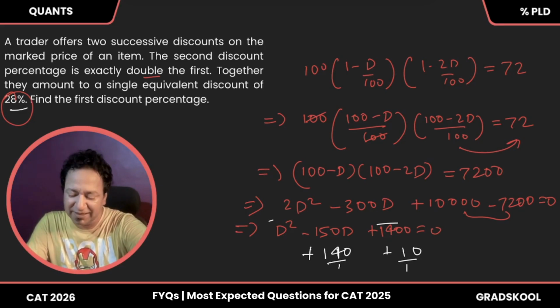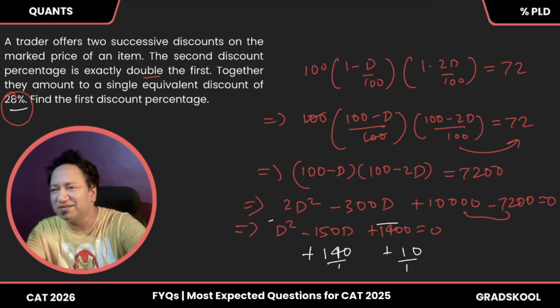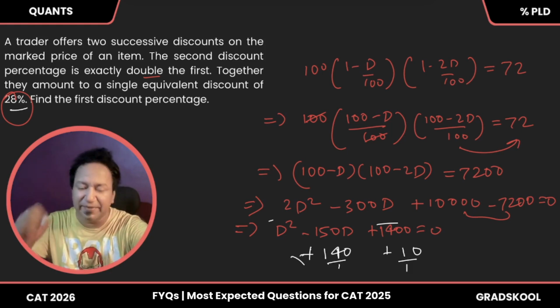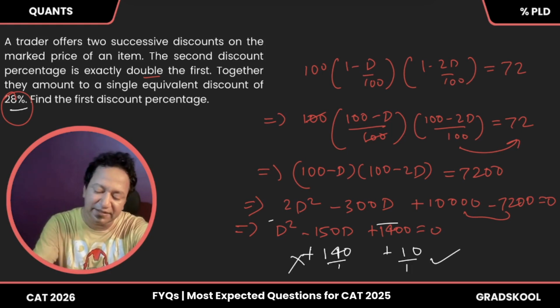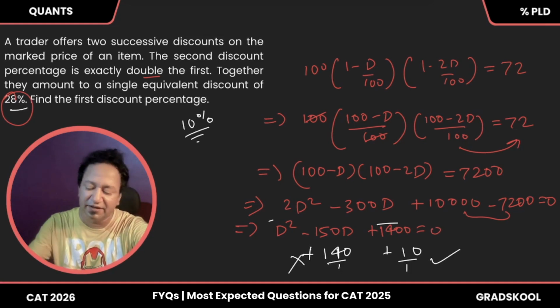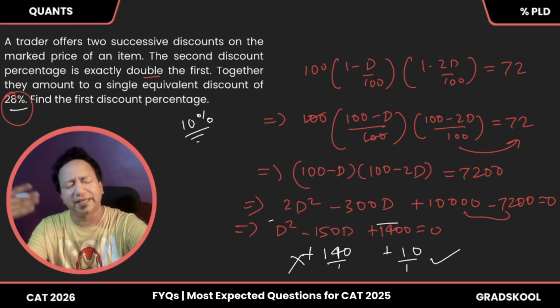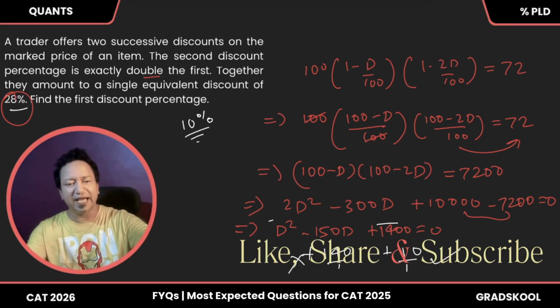Now, it is impossible that discount should be greater than 100%. Otherwise, things will become free. So we'll eliminate 140 and choose 10. Our answer is 10% over here. This is very important. That is logical, that discount can never be more than 100%. Like if someone wants to give more than 100%, they can, but in that case, they will have to pay back the customers. Thank you.